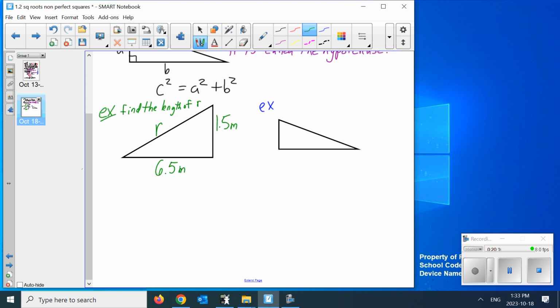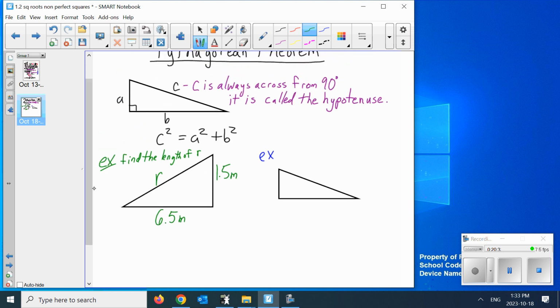So here's what I think when I see this. What I've labeled in green is not A, B, or C. I have a letter R and then two numbers. So I've got to think, what's like my C? Which one's across? It's the letter R. It's the longest of them. Actually, I should label this 90 degrees with a little square in it. So my R is like my C squared.